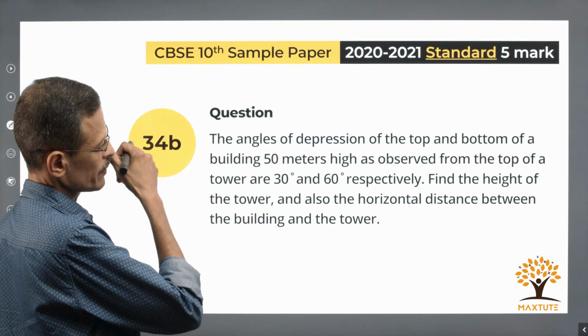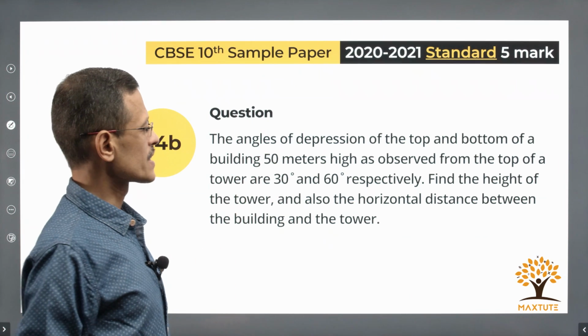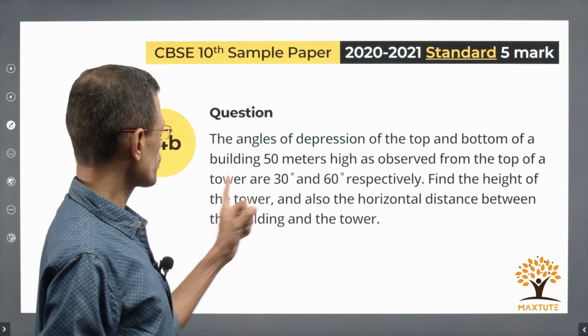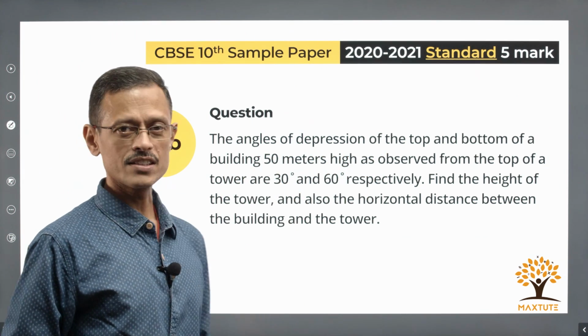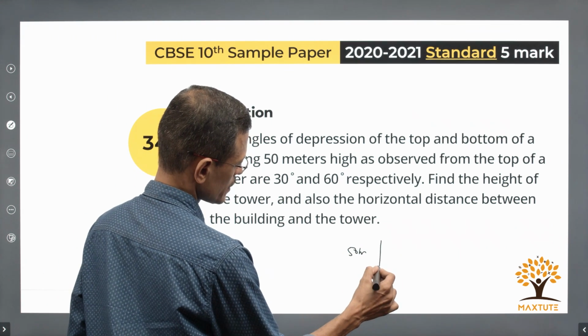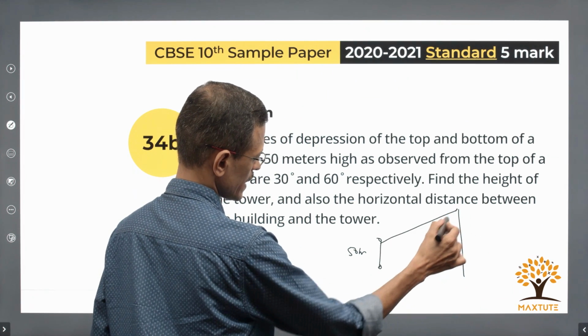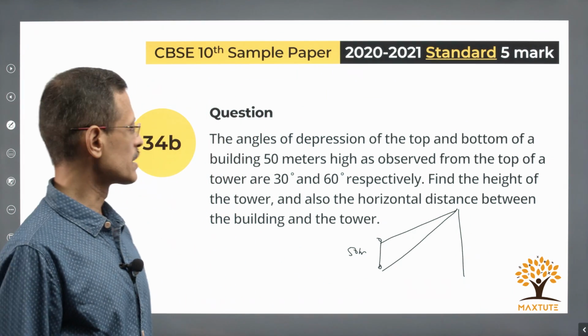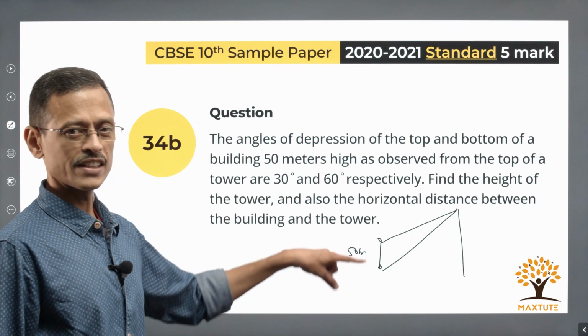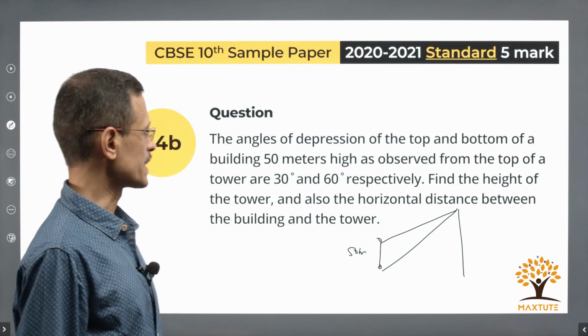The angles of depression of the top and bottom of a building 50 meters high, as observed from the top of a tower, are 30 degrees and 60 degrees. We have a 50-meter building, and we are observing the top and the bottom from the top of a tower. So we have been given two angles of depression, 30 degrees and 60 degrees. To the top the angle of depression is 30 degrees, to the bottom the angle of depression is 60 degrees.